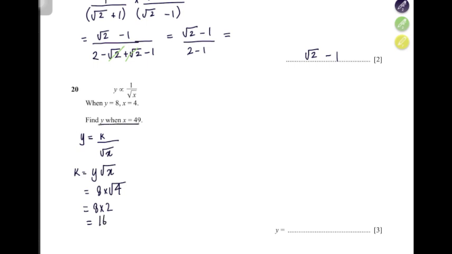Find y when x is 49. So we use our equation here. Y equals 16 divided by square root of x, and x is 49. This is going to be 16 divided by 7. That's it.